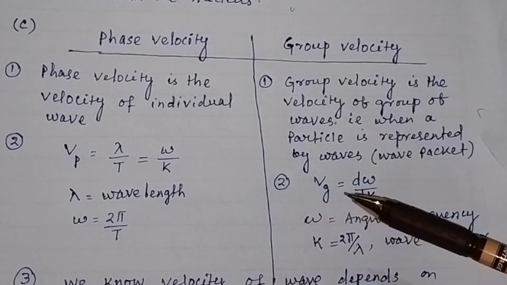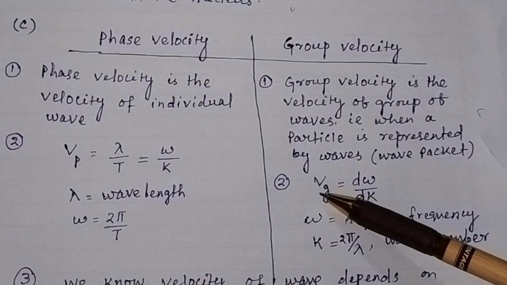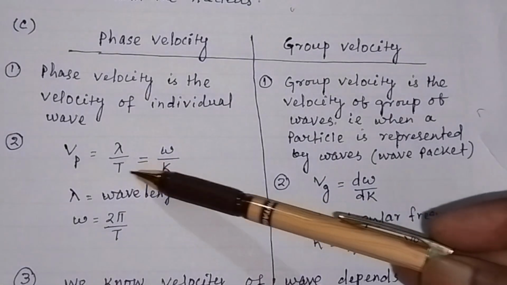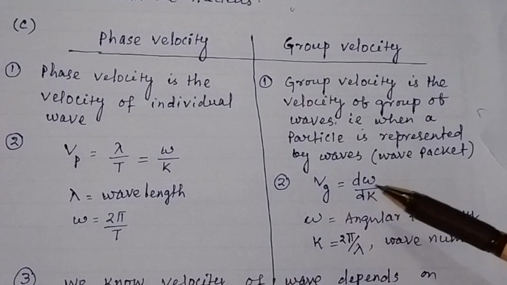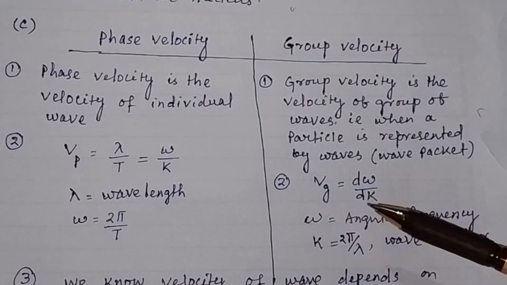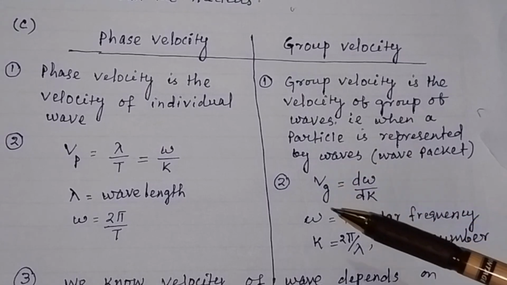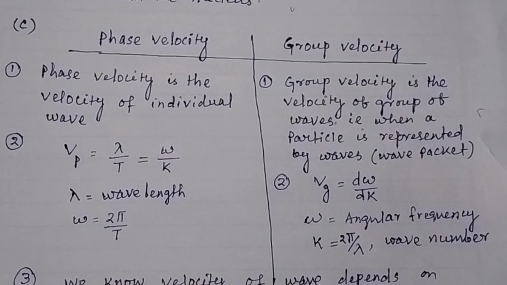But group velocity mathematically is represented by Vg, and phase velocity is represented by Vp. Group velocity Vg is equal to the derivative of omega with respect to k, d omega by dk. This is the mathematical definition of group velocity.